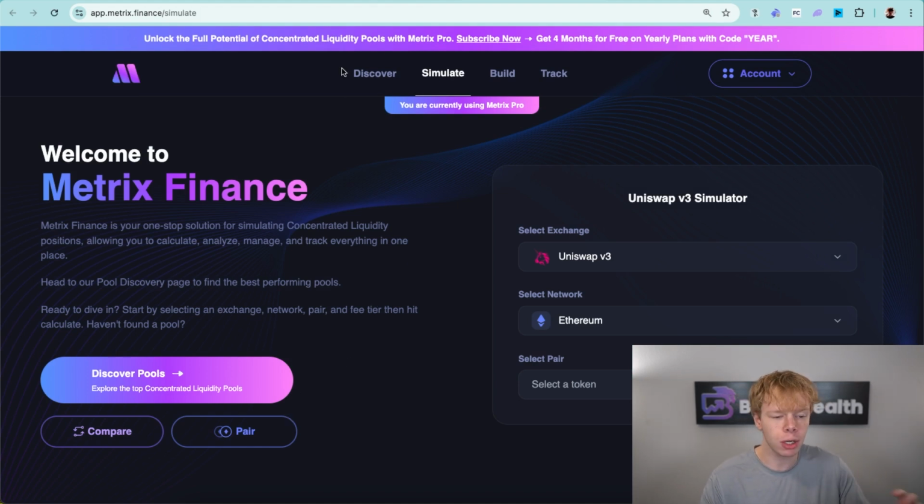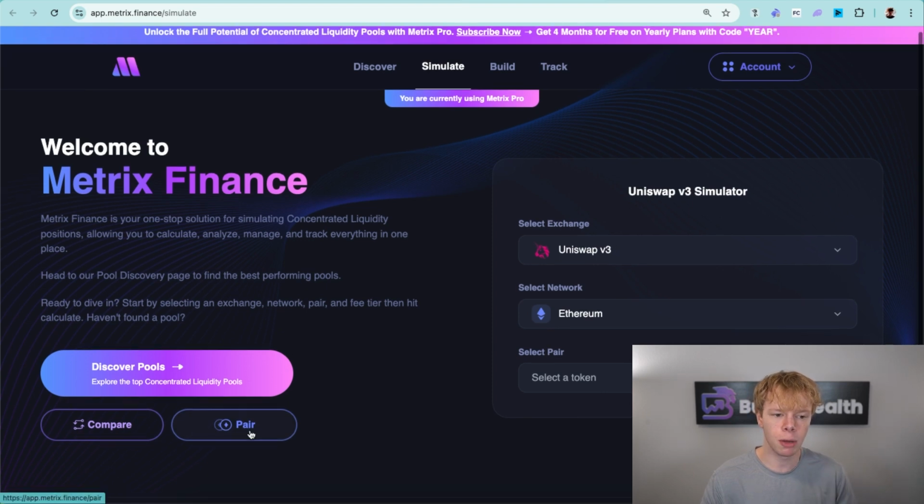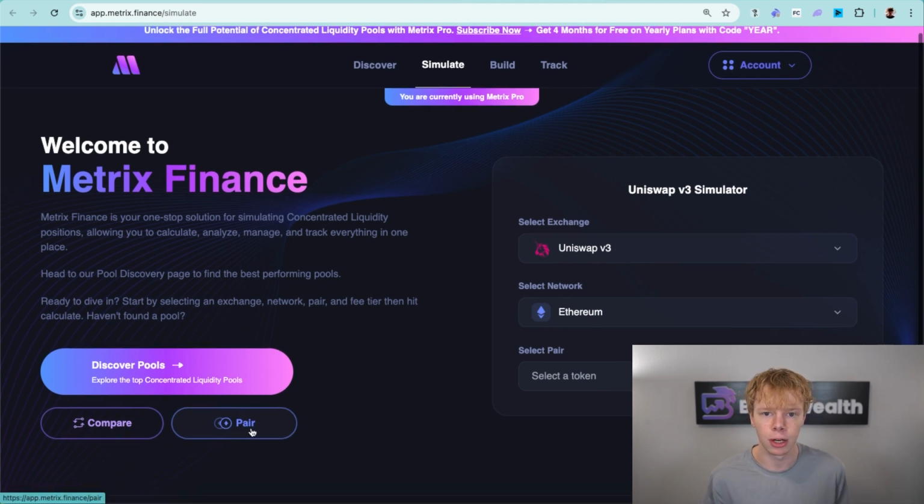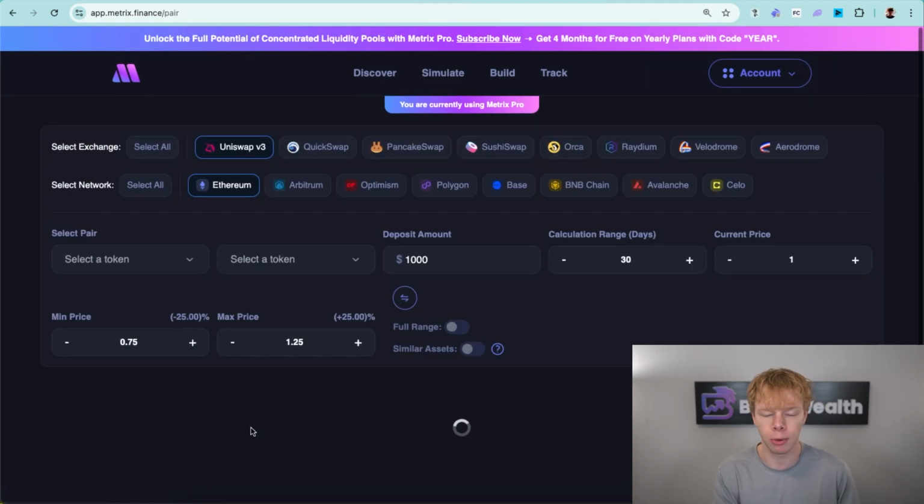And what I mean by that is we are looking at Ethereum to USDC on the 0.05% fee tier. What if Ethereum to USDT on 0.05% is better? Or what if Ethereum to USDC on 0.3% is better? We need to make sure that we're looking across different networks as well.